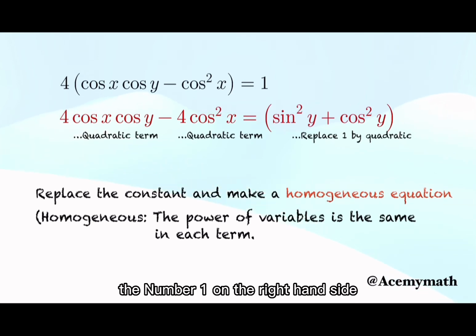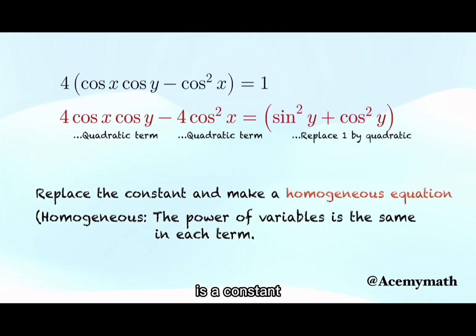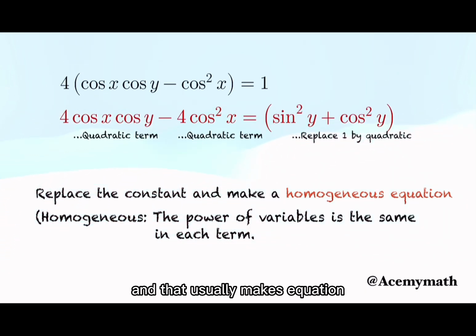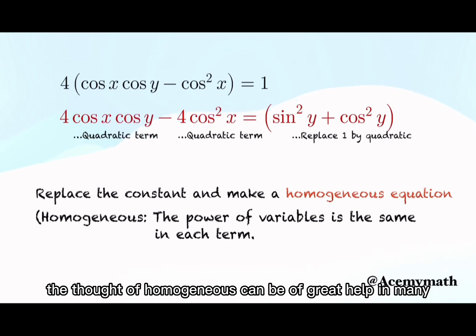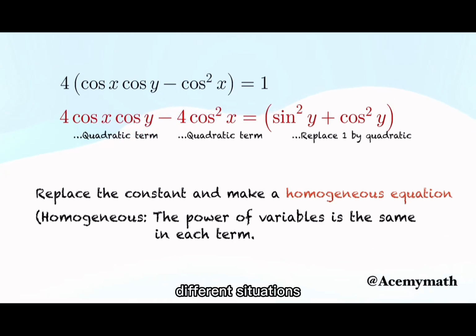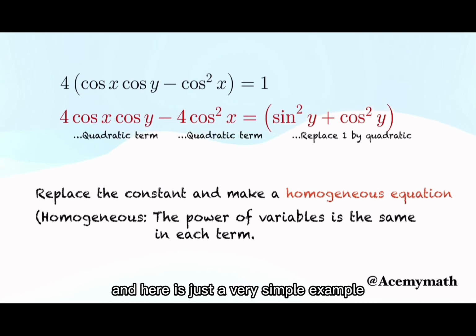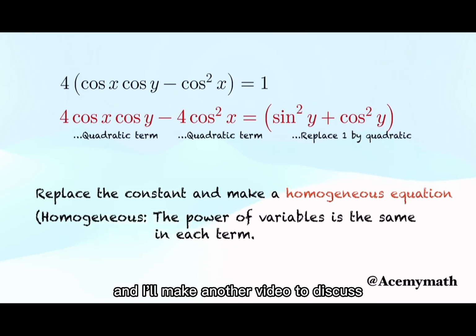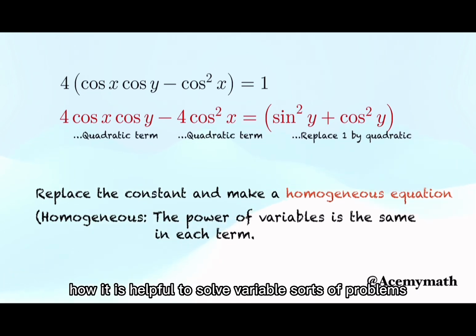The number 1 on the right hand side is a constant. It's a 0th order term, and after the operation, we see that all the terms become quadratic, and that usually makes the equation easier to deal with. The thought of homogeneous can be of great help in many different situations, and here is just a very simple example. I'll make another video to discuss how it is helpful to solve various sorts of problems.